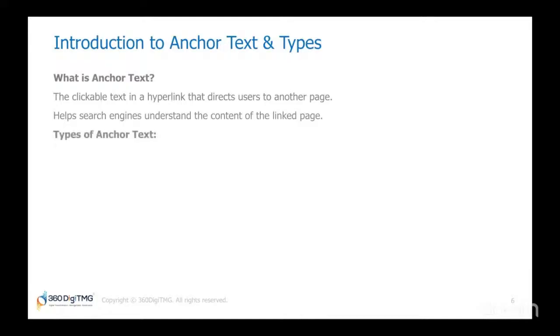Right, friends? And what are the types of anchor text? How many types are there? As per Ahrefs and also as per Google's Search Console guidelines, we have a few anchor types, that is, anchor text types. One is exact match keyword.